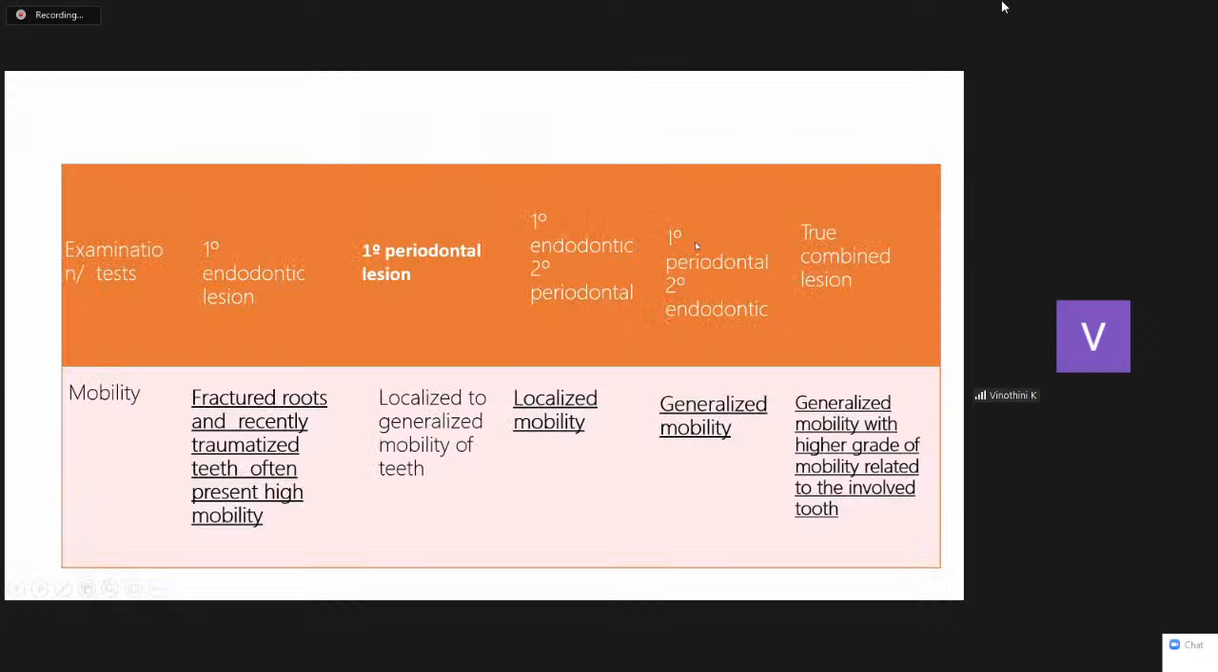See, in primary endo, suppose there is a recently traumatized tooth or more inflammation, there is going to be localized mobility, that is, in the case of only one tooth. And in primary perio, there is going to be localized to generalized mobility. And primary endo, secondary perio. See, always remember that endodontic infection is going to have only localized mobility, whereas perio is going to have generalized mobility. Okay, generalized mobility will be dealt with as perio: primary perio, secondary endo, all perio, and all endo is going to have your localized mobility.